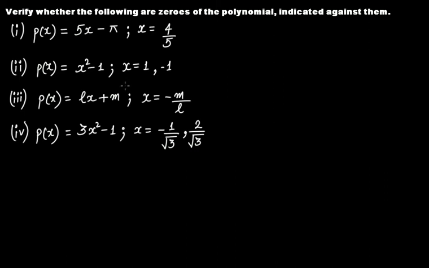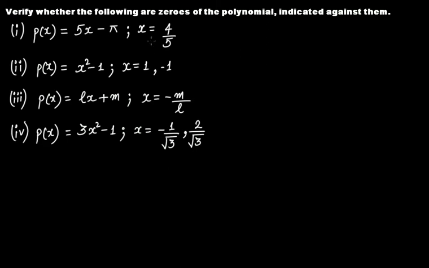We have got some problems here that are based on zeros and roots of polynomials. Verify whether the following are zeros of the polynomial indicated against them. First one is p(x) = 5x minus pi, where x is equal to 4 by 5. Sorry, not where, but you have to check whether this x equal to 4 by 5 is the zero of this polynomial or not.